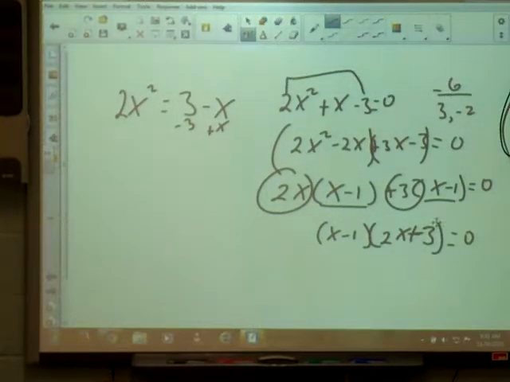There we go. Alright, now you just got to set both of those factors equal to 0 and solve them. x minus 1 equals 0. Got you a good old number 1.